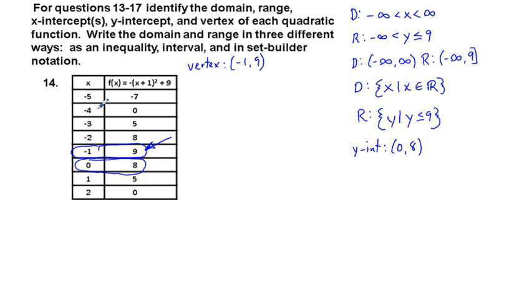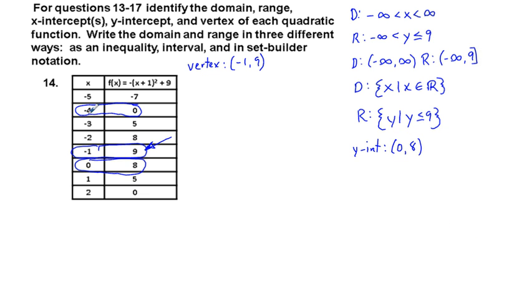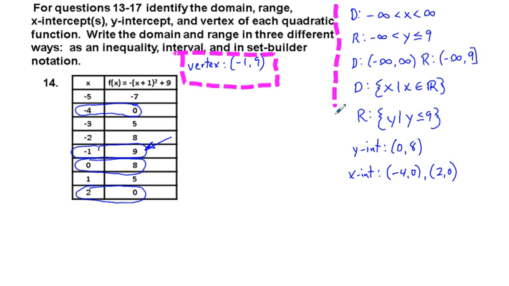Now for x-intercepts, we didn't have any in our previous problem. What we're going to have is where y equals 0. So right here at x equals -4 and x equals 2. So x-intercept, we have the coordinate pair -4, 0, and also 2, 0. And that should be everything. We have a vertex and all these values here.